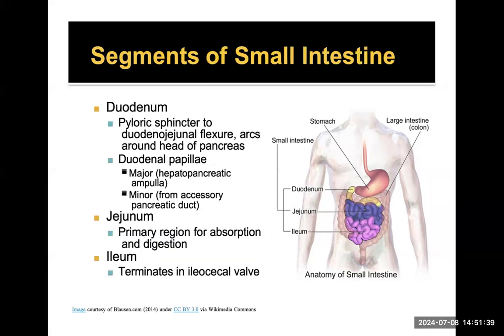When you break it up anatomically, that first portion out of the stomach is called the duodenum. Some people call it the duodenum. It doesn't matter to me as long as you understand it's the first part. Next is the jejunum, and then the last part is the ileum. So the yellow is the duodenum, the blue is the jejunum, and the purple is the ileum. And the ileum ends right before you enter into the large intestine down here.